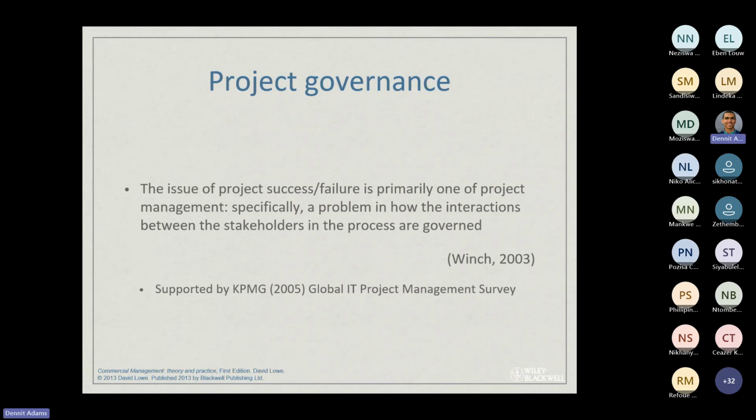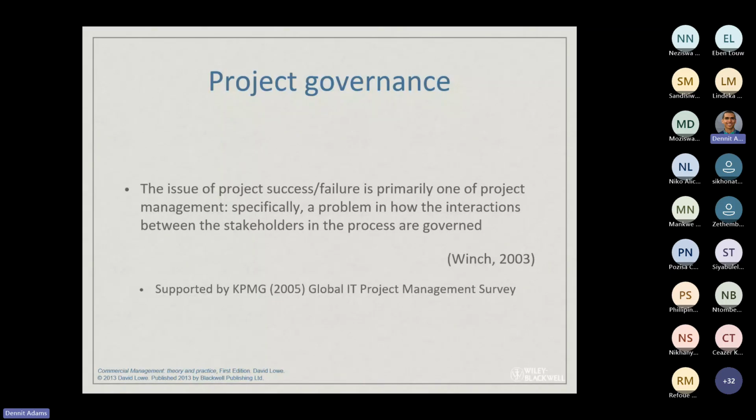However, maybe this concept is new: project governance. Winch says here, the issue of project success or failure is primarily one of project management, specifically a problem in how the interactions between the stakeholders in the process are governed. So governance is a word that's maybe being introduced to you now. How do we govern things? How do we regulate them? How do we manage these interactions?